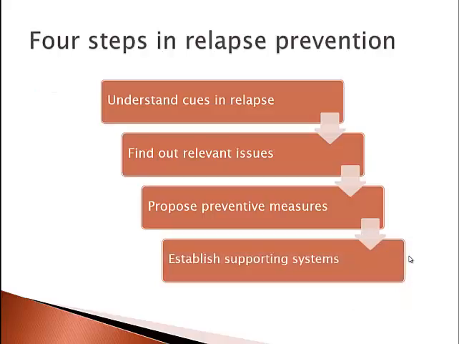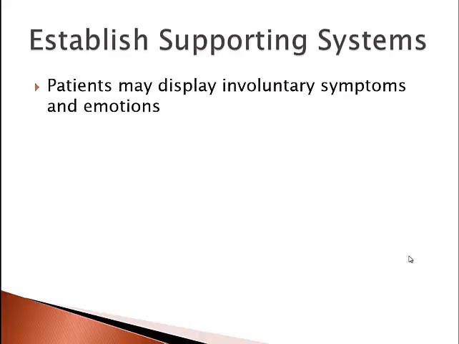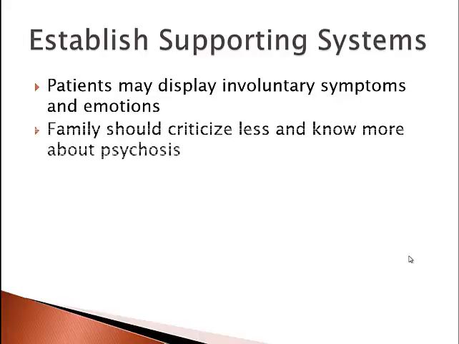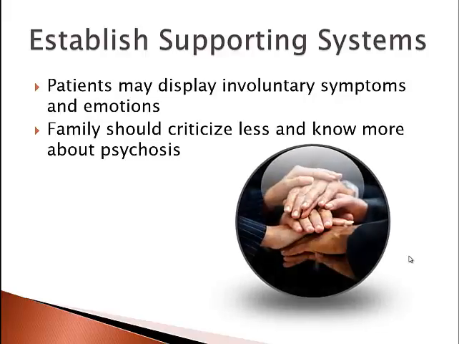Step 4. Establishing supporting systems. Patients may display involuntary symptoms and emotions. If carers lack understanding of the illness, they may blame the patients wrongly. Thus, families should avoid criticizing patients, learn more about psychosis, and provide care, encouragement and support.